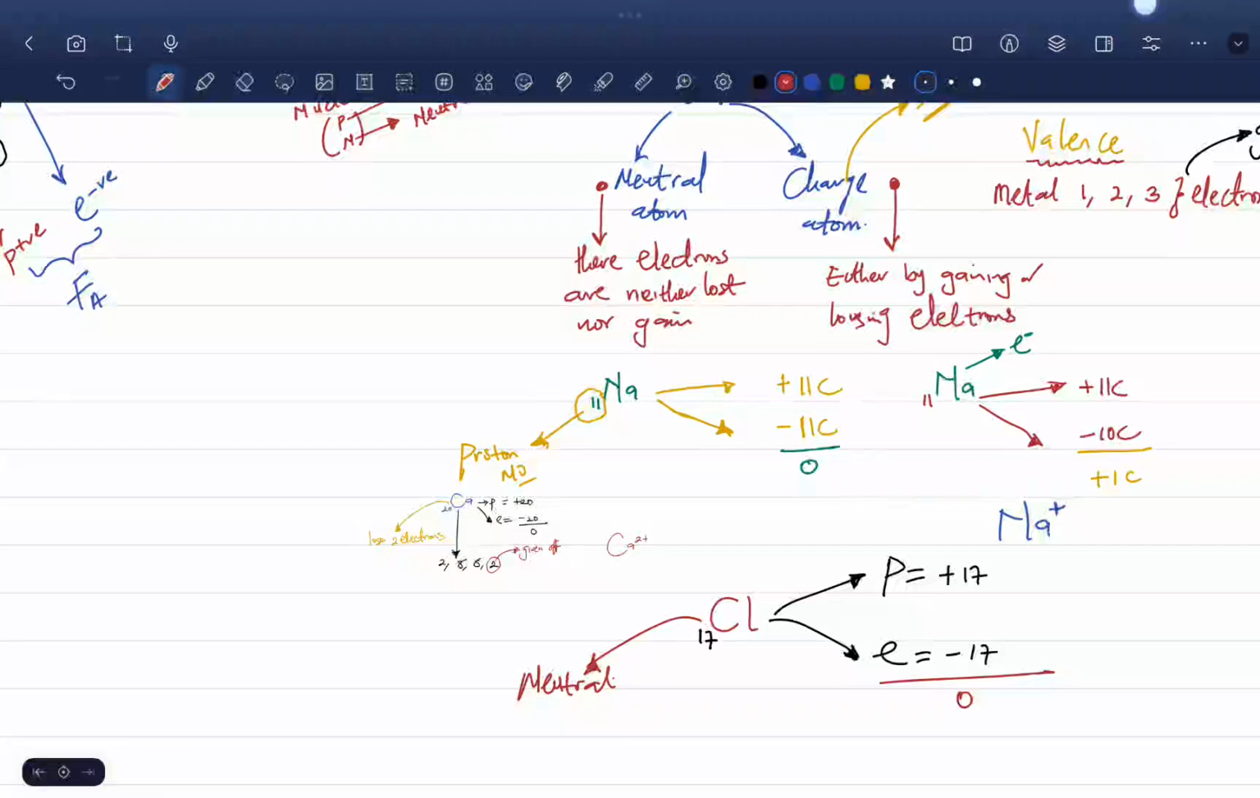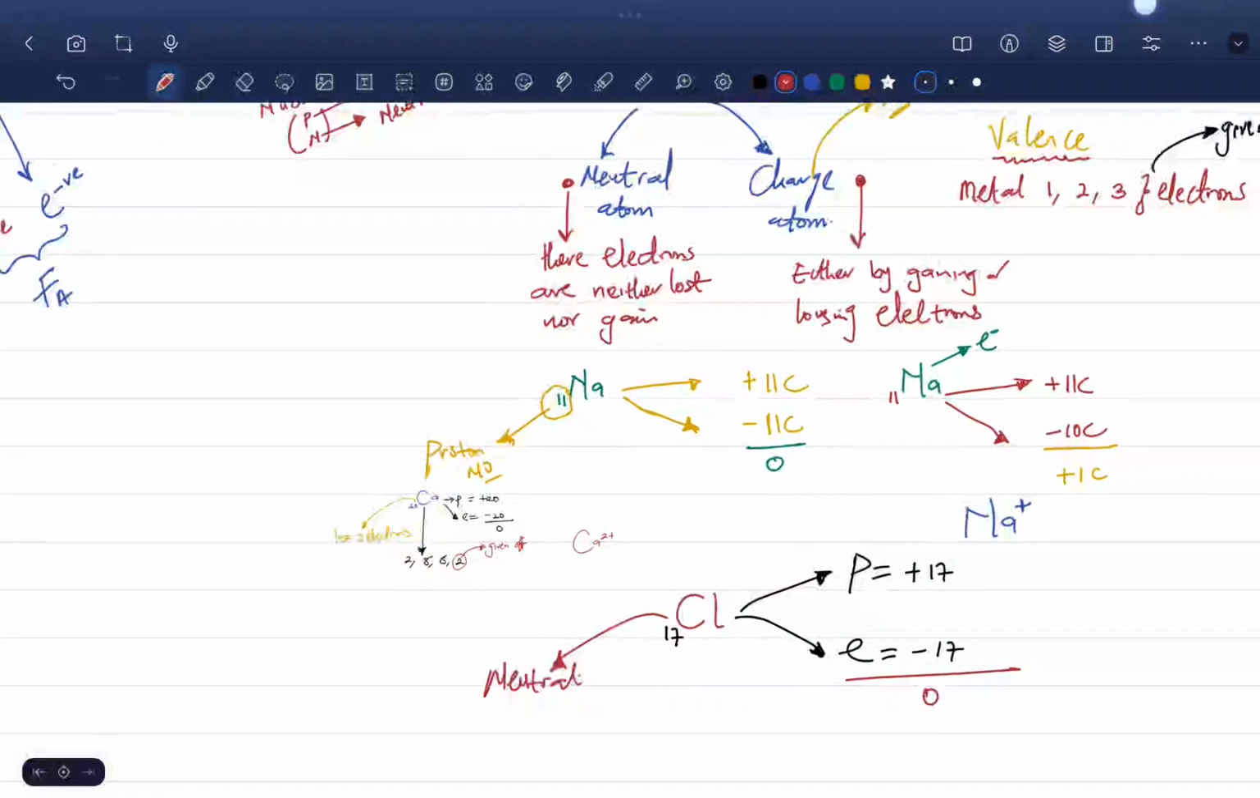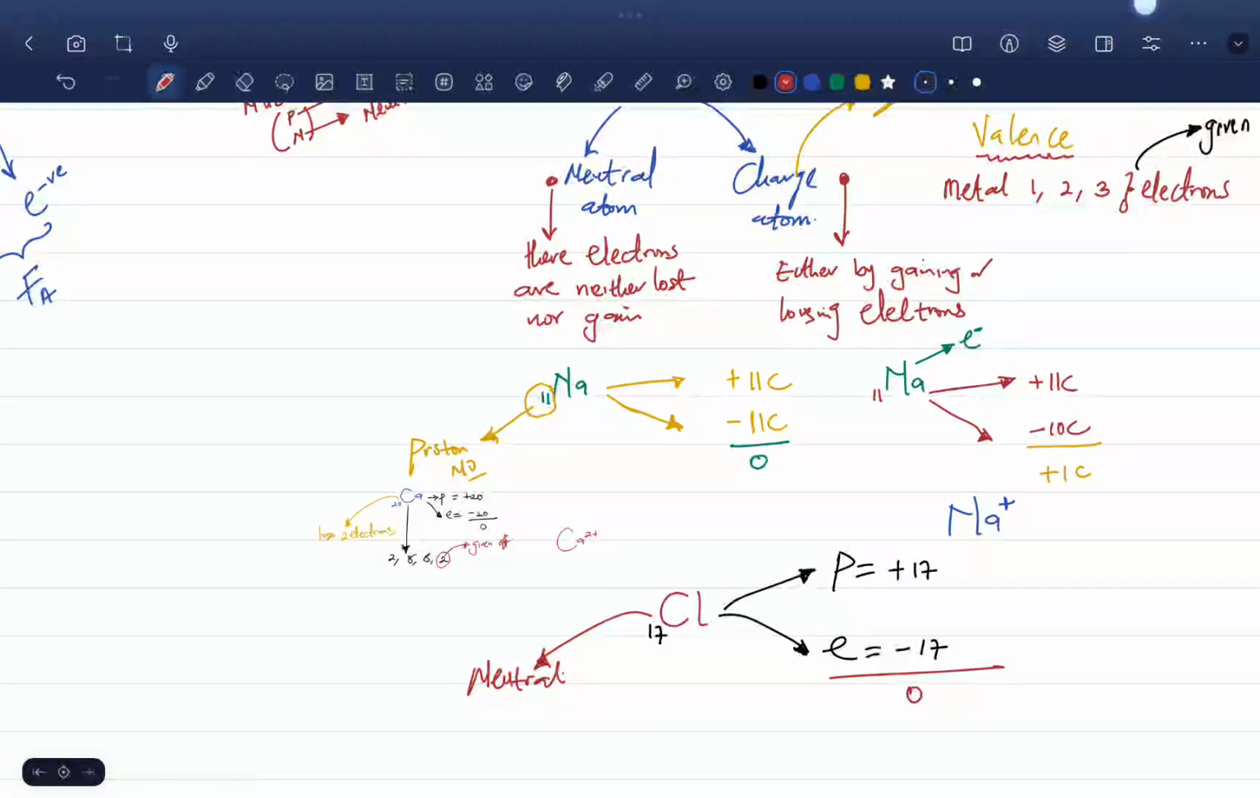Right? So it's a neutral atom. But how about when chlorine tends to gain electrons? Now, how many electrons is chlorine going to gain in this scenario? Chlorine, on the other hand, is going to be gaining just 1 electron. Sorry about that.